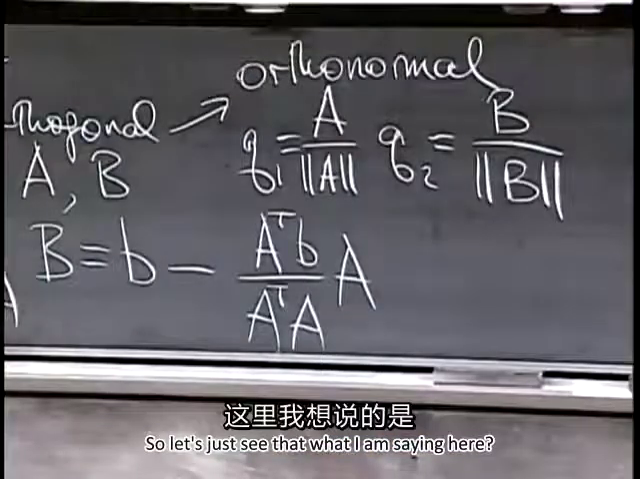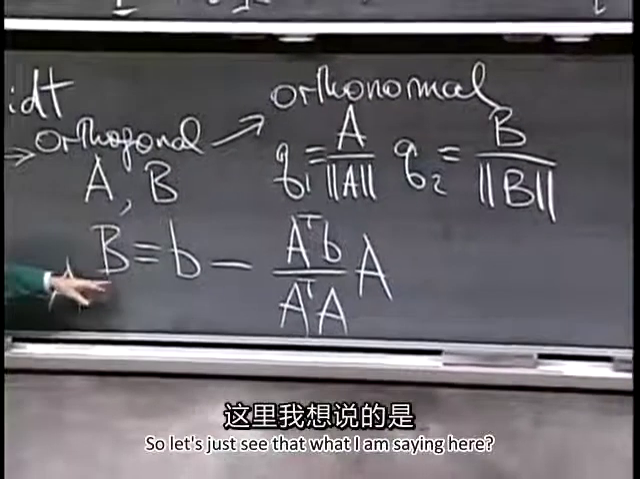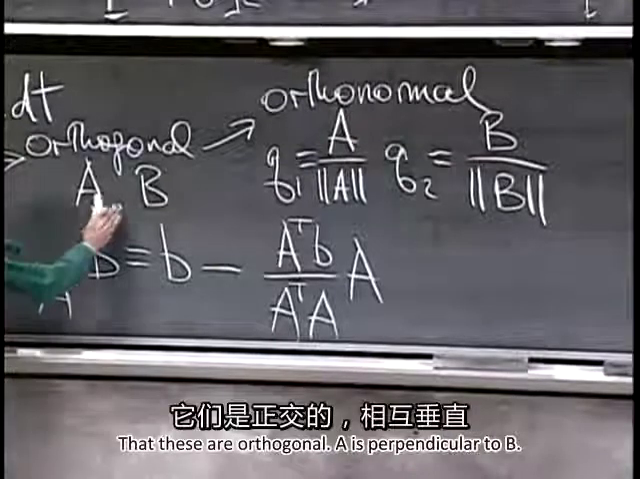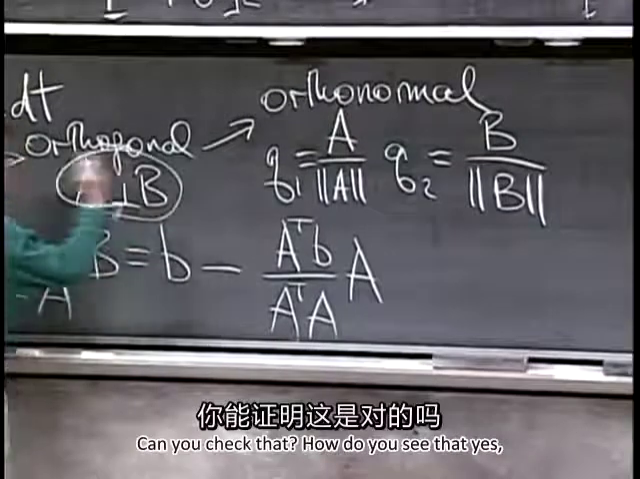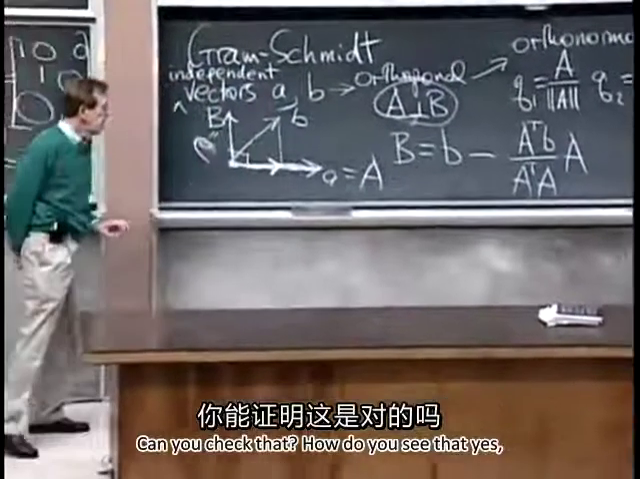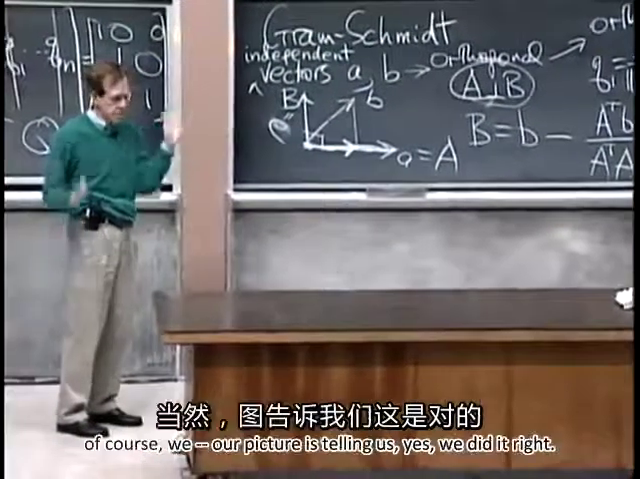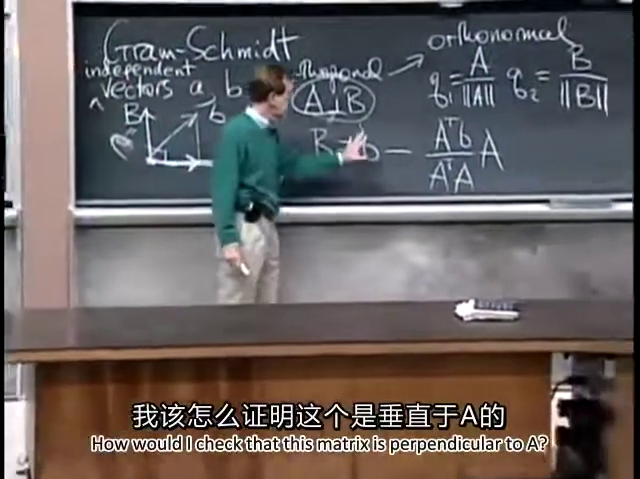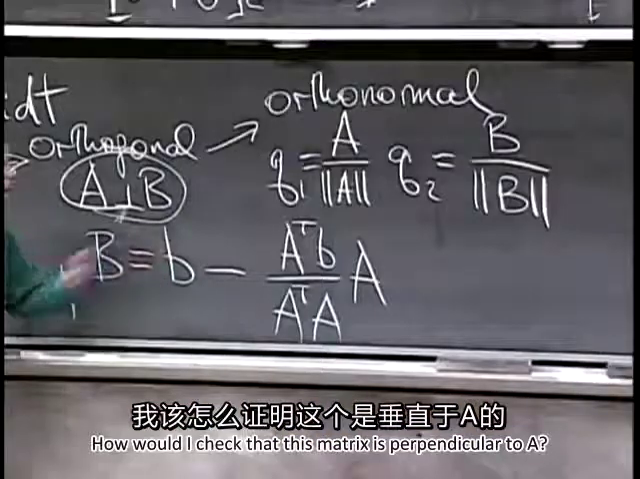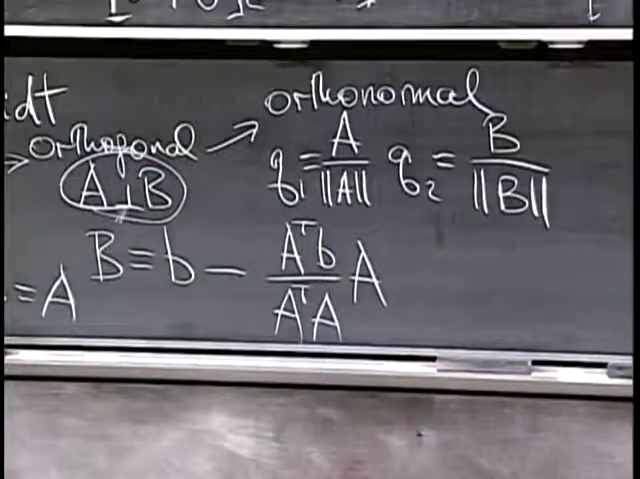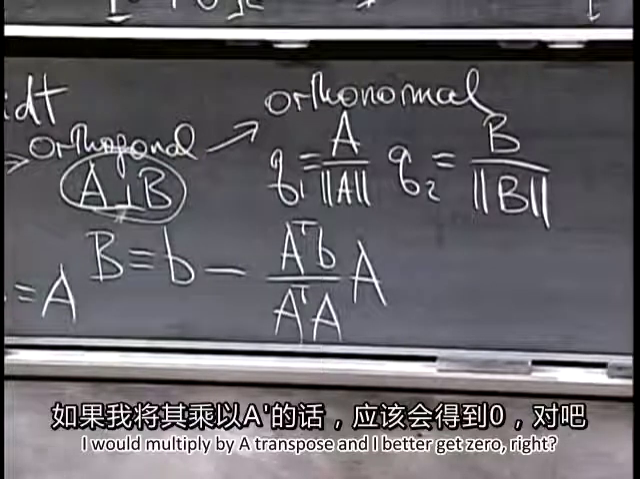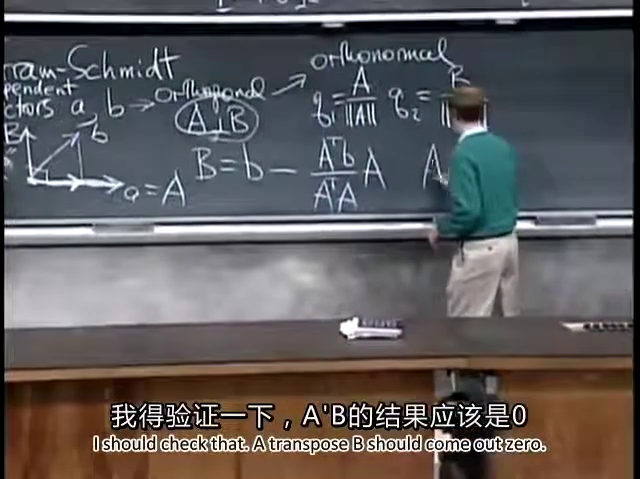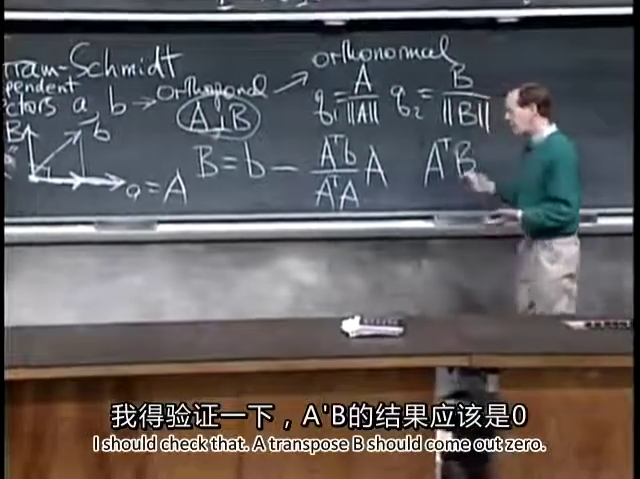So let's just see that. What am I saying here? I'm saying that this vector B is perpendicular to A. That these are orthogonal. A is perpendicular to B. Can you check that? How do you see that? Yes, of course, our picture is telling us, yes, we did it right. How would I check that this is perpendicular to A? I would multiply by A transpose, and I better get 0, right? A transpose B should come out 0.